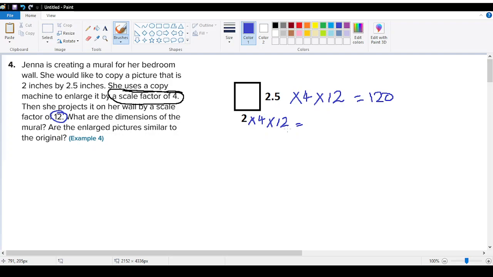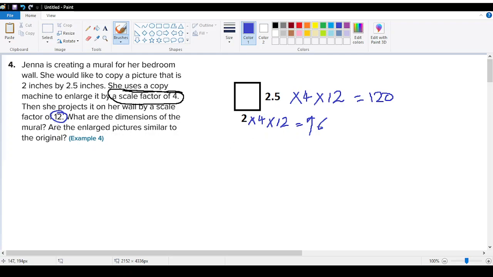Oh, I know what you have done. You multiplied 2 with 12 as well, right? Yes. No, this is not correct. What should you do instead? 2 times 4 gave me 8, and then I multiply 8 by 12. Yalla, go. It gave me 96. 8 times 12, 96. That's correct. So these are the new dimensions of her painting or drawing or whatever.